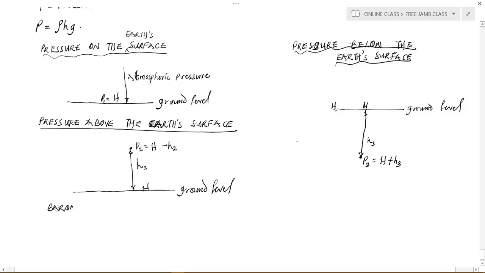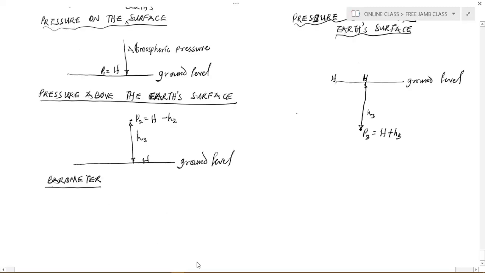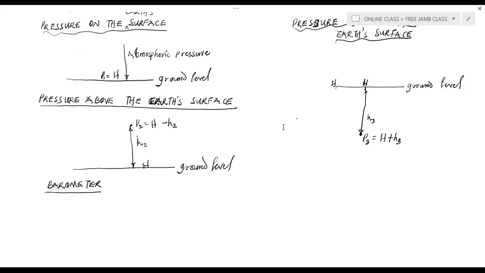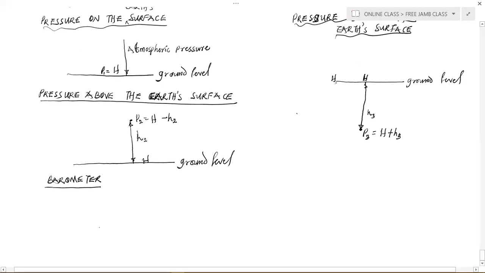Barometer or manometer. How do we get a simple barometer? That is quite easy to use, even with a manometer. What we do here is we have a beaker and there will be mercury inside it. Then a test tube is inverted down there.